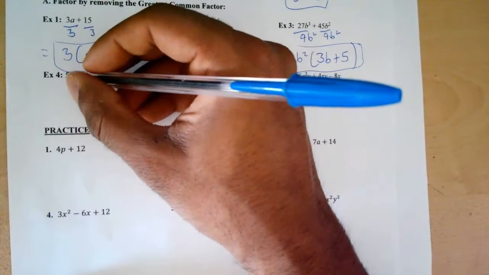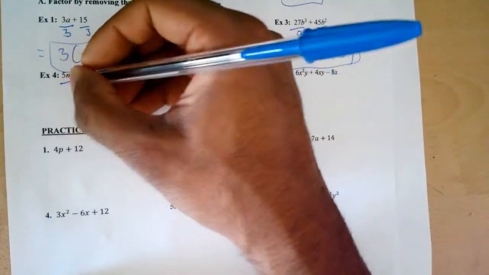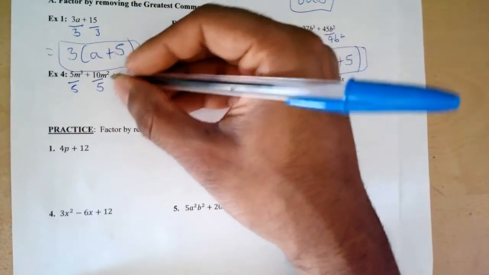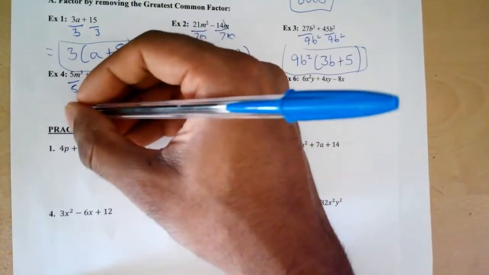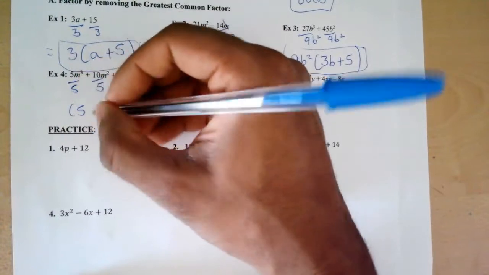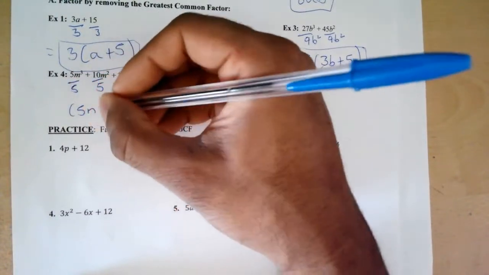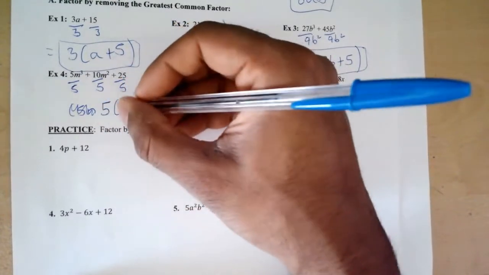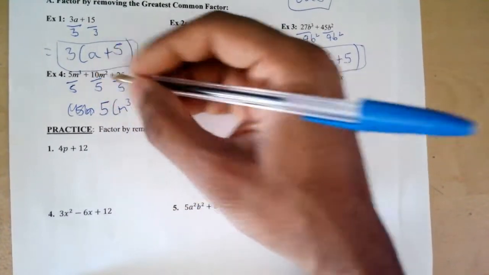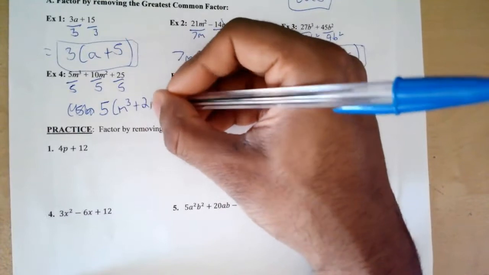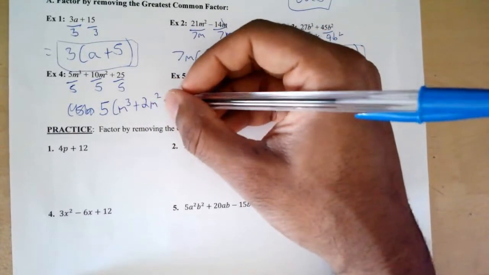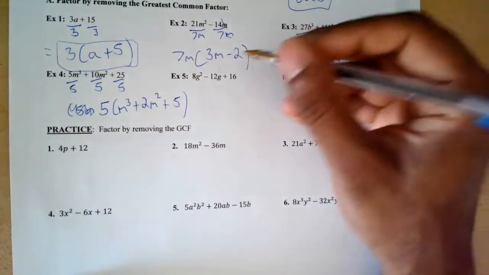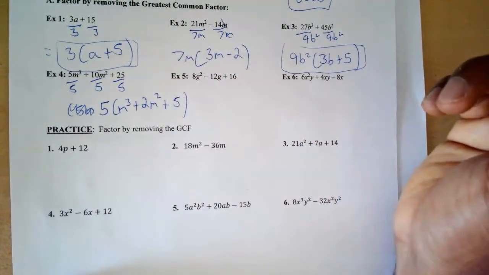Okay, so here, same sort of thing. What's the number that goes into all three? And I see the biggest GCF is 5, and you can't use m because the third term doesn't have an m. So 5 m divided by that is, oops, that's wrong, 5 m cubed plus 2m squared plus 5. Okay, I'm running out of room for this one, but I'm pretty sure it's very similar.